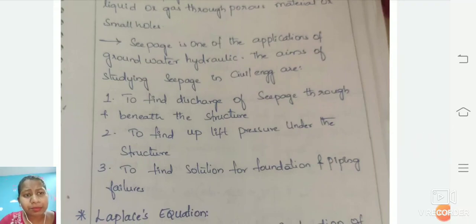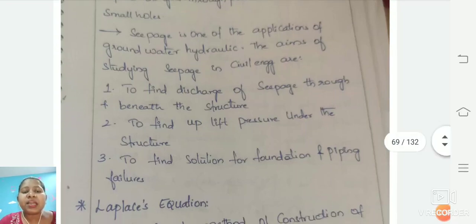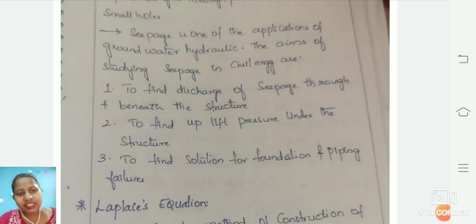That means for uplifting, the pressure is taken into consideration here. And the third one is to find out the foundation and piping failures. Whatever foundation is done, most probably this will depend only on the seepage leakage. That means if the damping or vibrations of the foundation are not done, that should also be taken into consideration.